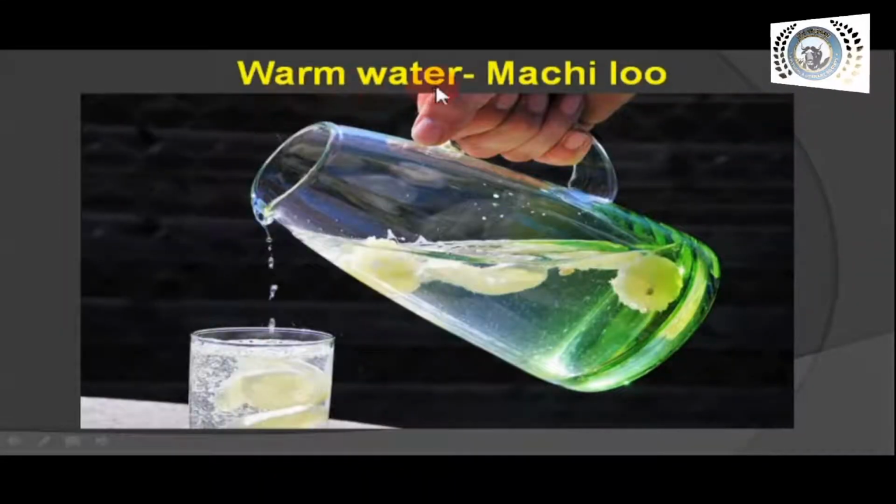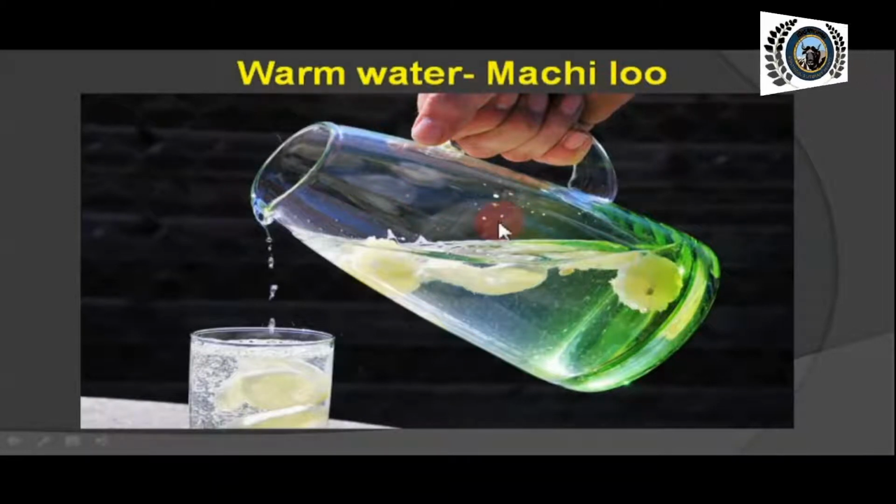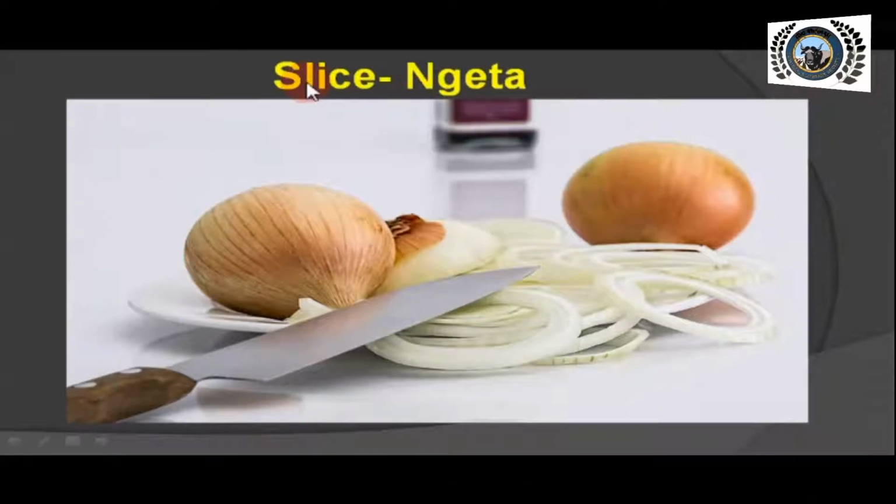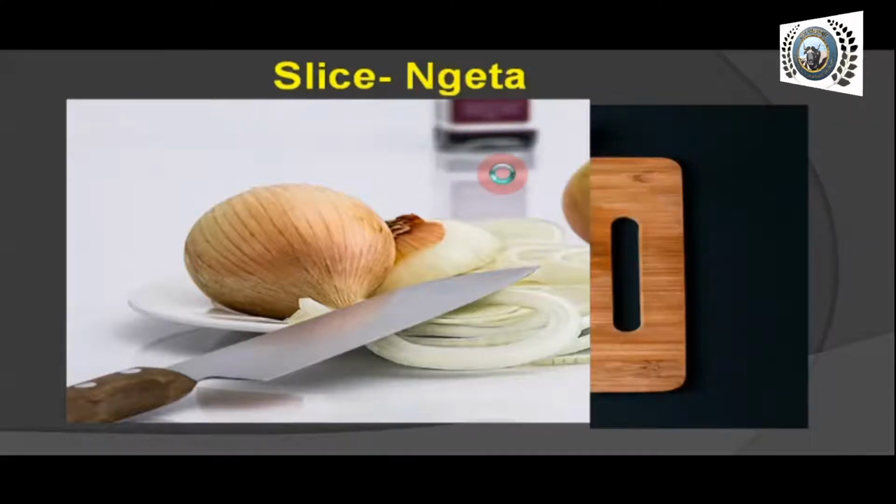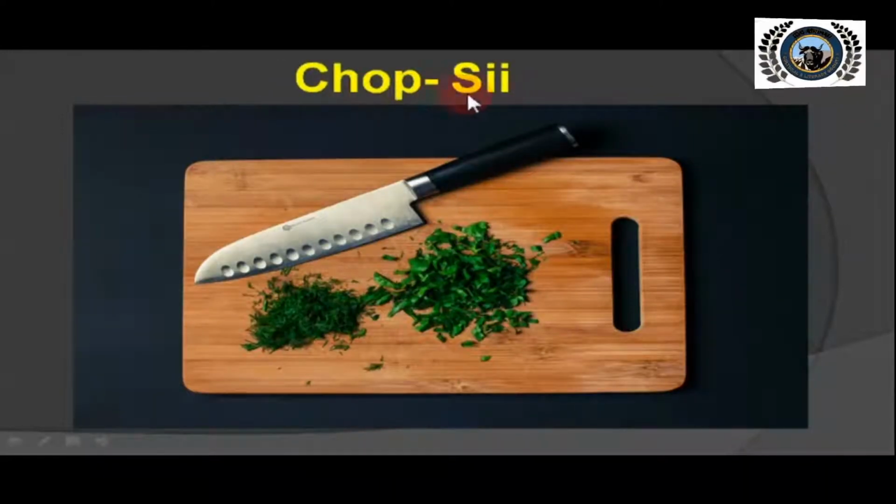Warm water, machilo. Machilo means lukewarm water. Slice, ngeta. Chop, si. Si means chopping vegetables. For example, anasi means a green veg chop.